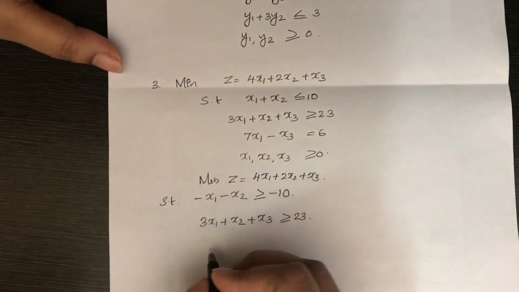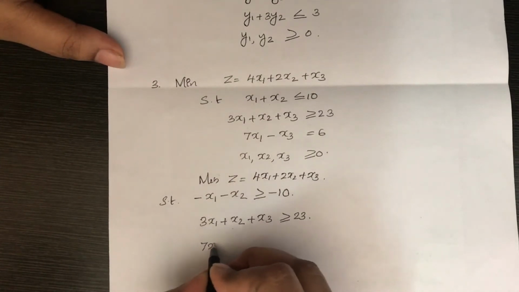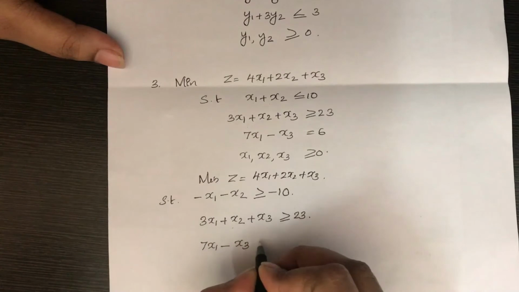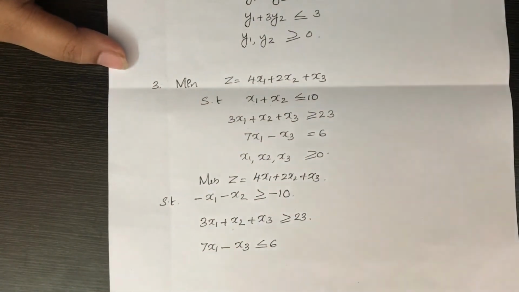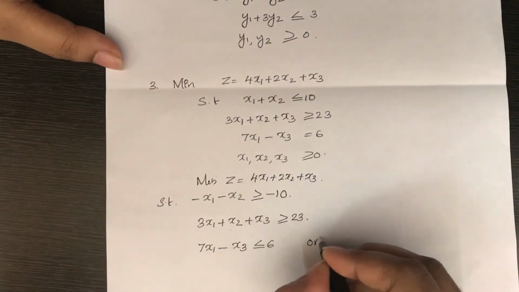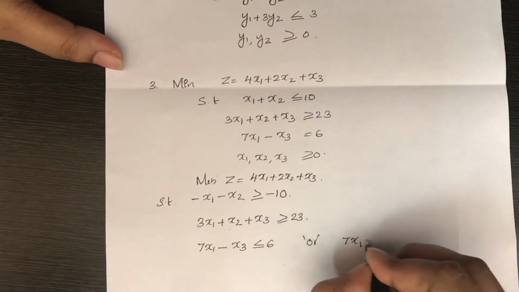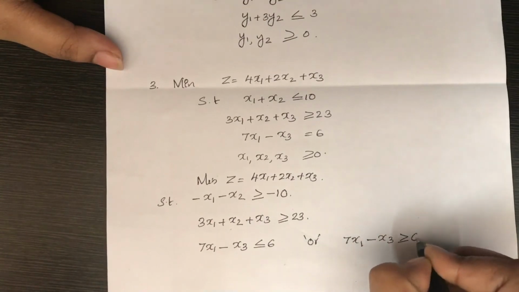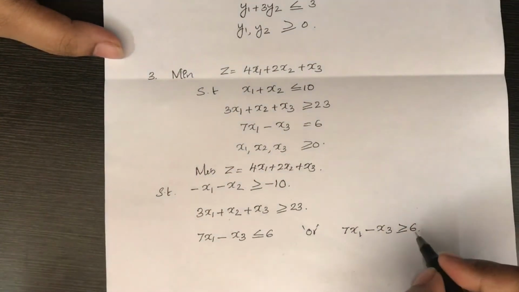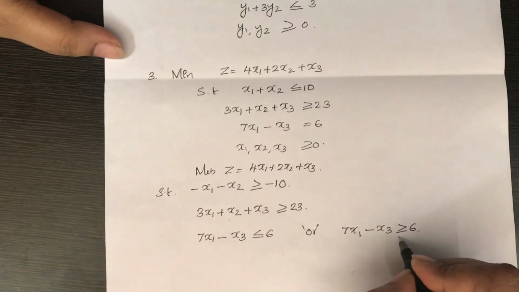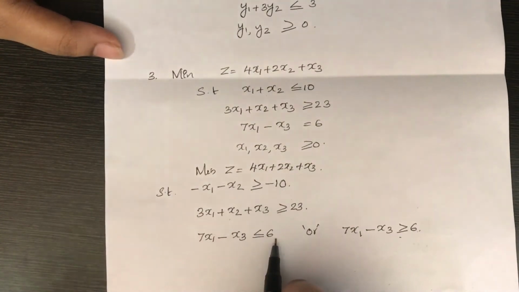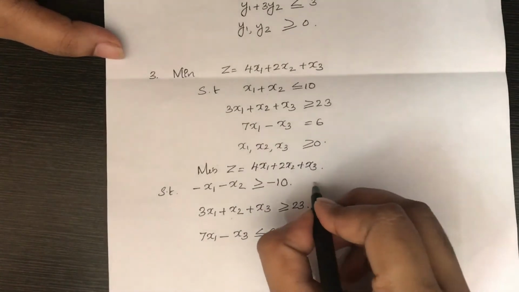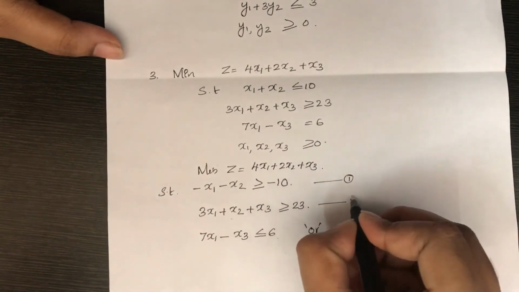Okay, so we can rewrite the equation as 7x1 minus x3 less than or equal to 6, or 7x1 minus x3 greater than or equal to 6. This constraint is all okay because it has a greater than or equal to sign. This one is less than or equal to, so we need to make it greater than or equal to by multiplying it with a negative sign. So this is the first constraint, this is the second constraint.